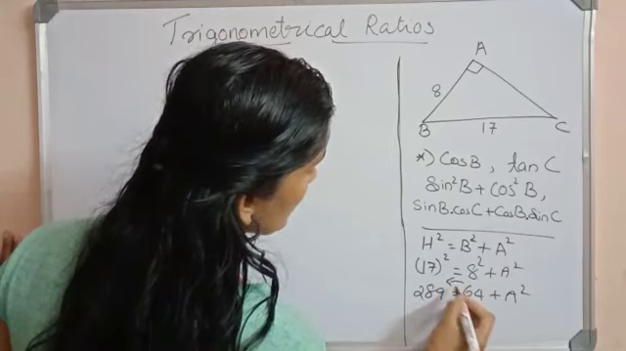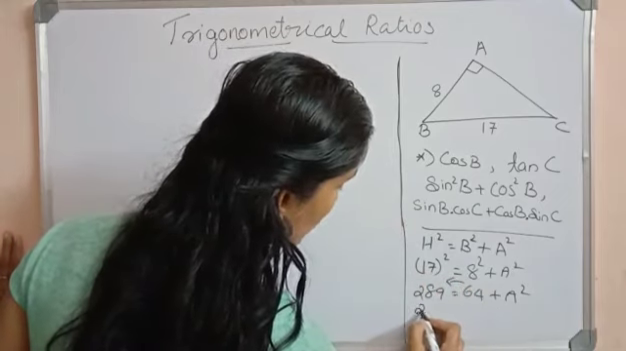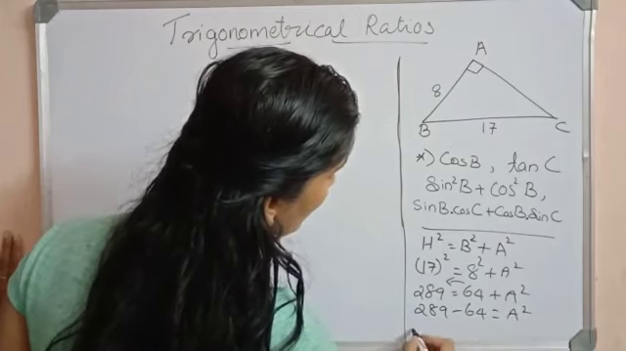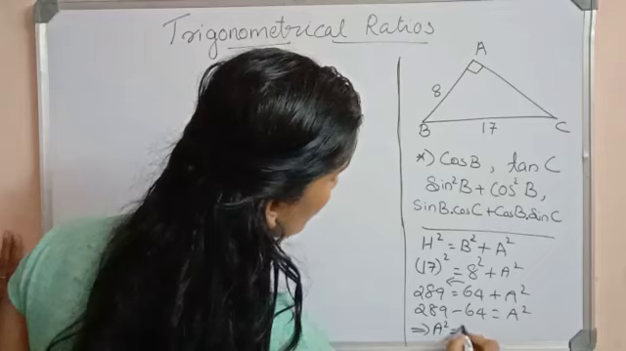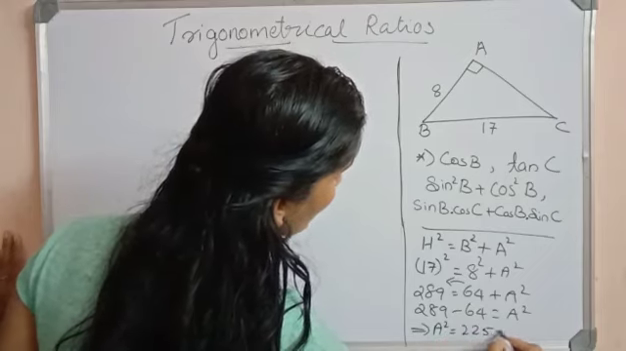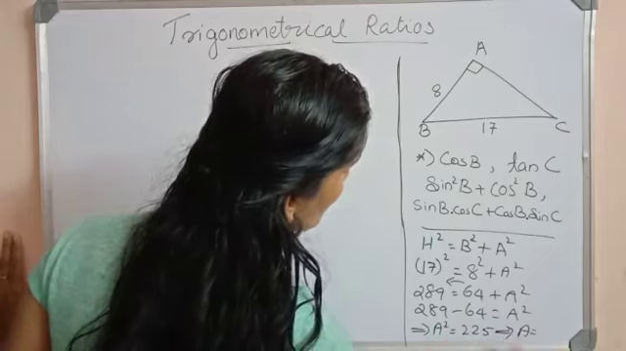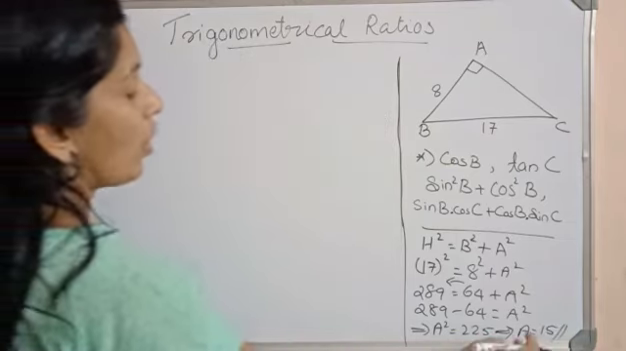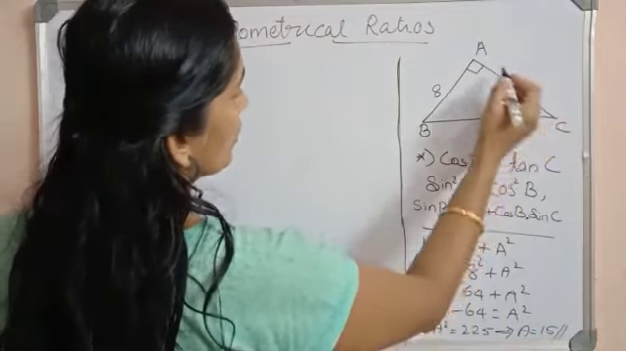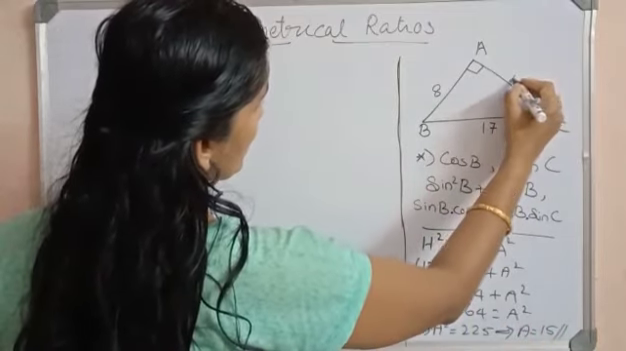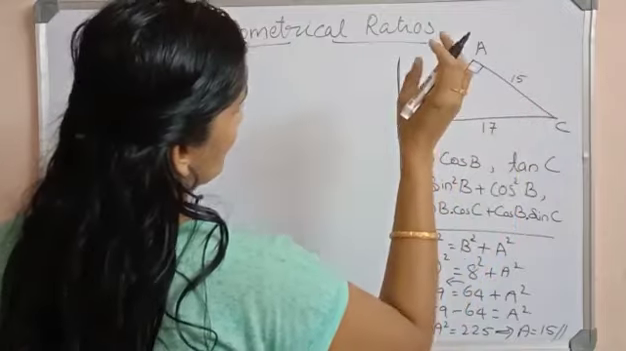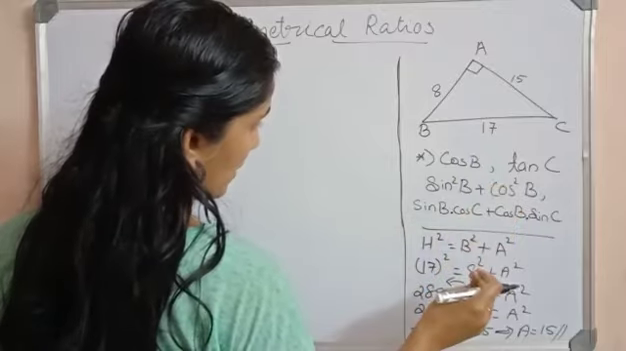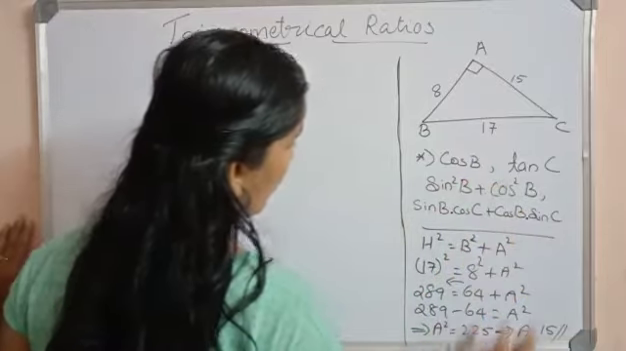Bring 64 to this side. This will be 289 minus 64 is equal to a square, or this implies a square is equal to 225, and that means a is equal to square root of 225, that is 15. So the length of the altitude we are getting as 15. So the length of AC is 15. So now we have the length of all the three sides. Let's find each trigonometrical ratio separately and solve the given question.